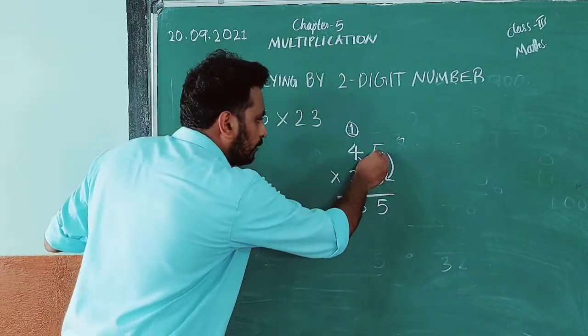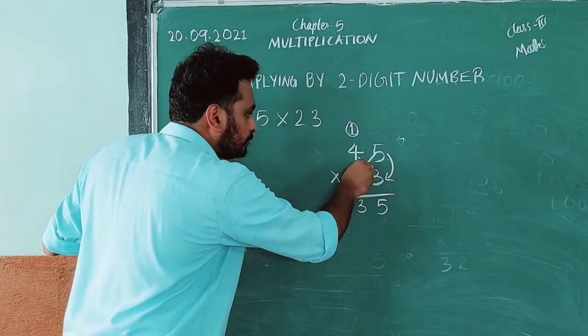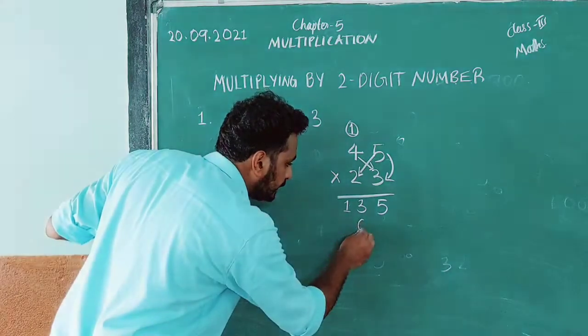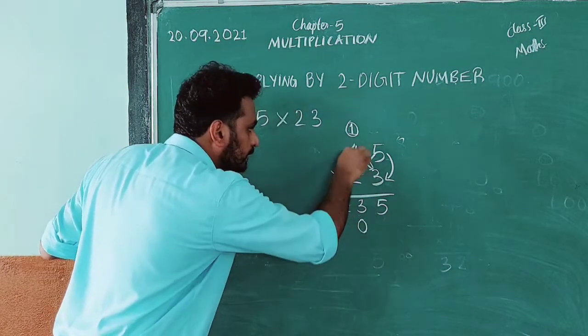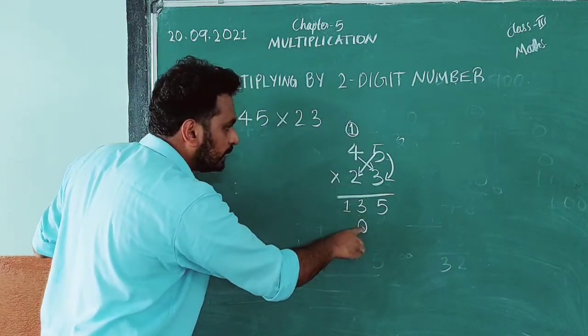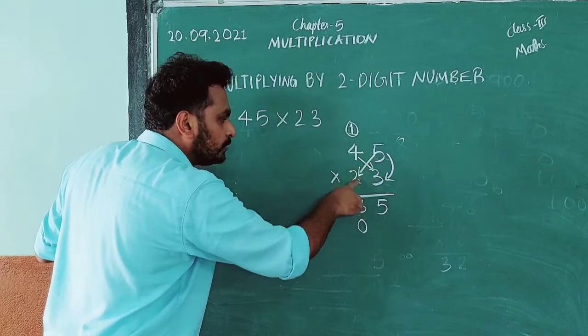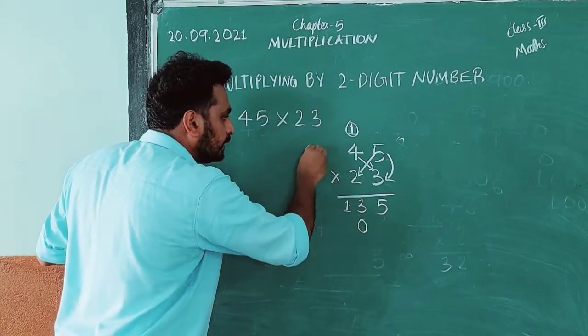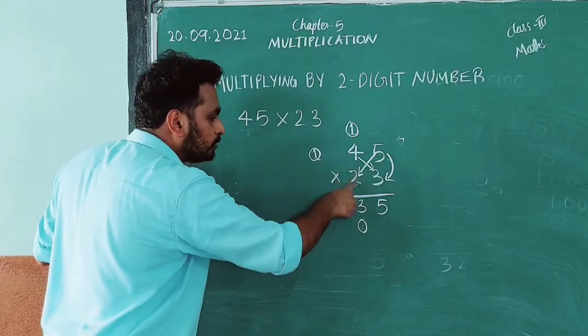So next, the tens form. 5 into 2 is 10. That we have to write in the tens form. Put a 0 here. 5 into 2 is 10, written here 0, then 1 is carried forward to the next, 4 into 2 is 8.